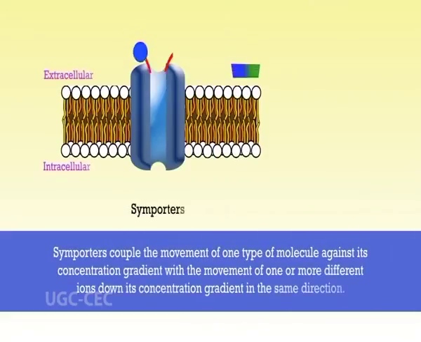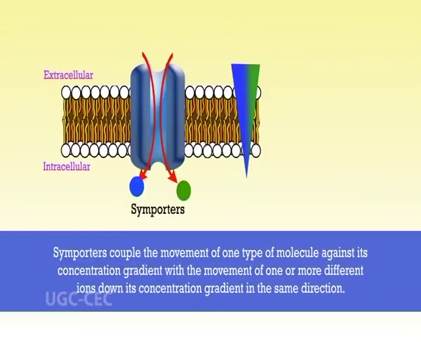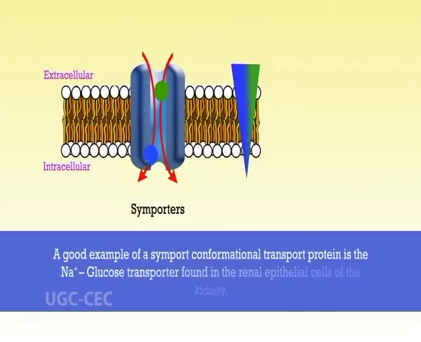Next is symporters. They couple the movement of one type of molecule against its concentration gradient with the movement of one or more different ions down its concentration gradient in the same direction. A good example of a symport transport protein is the sodium glucose transporter found in the renal epithelial cells of the kidney. This process is not passive because the potential energy of a steep sodium gradient is dissipated and used to drive the movement of glucose against its concentration gradient.